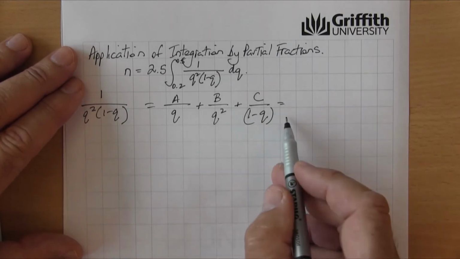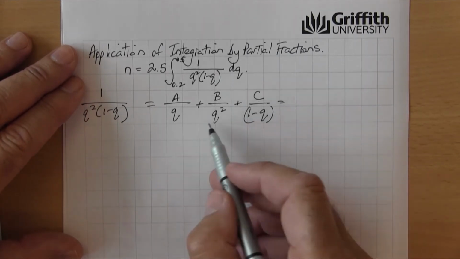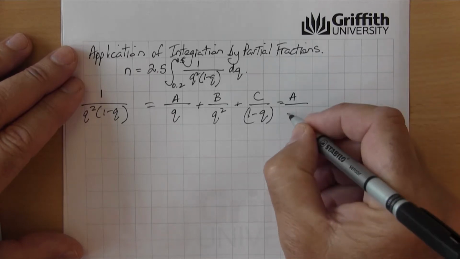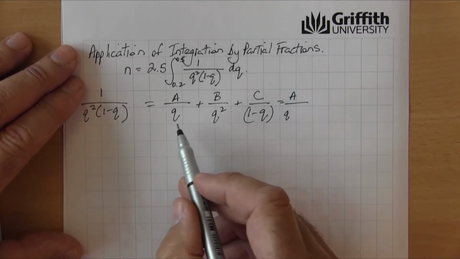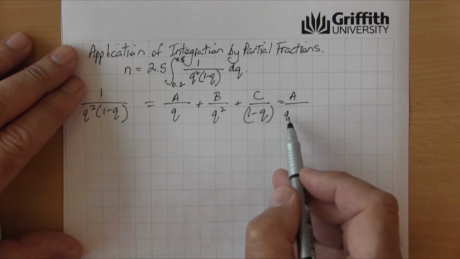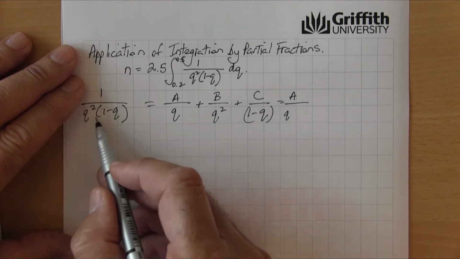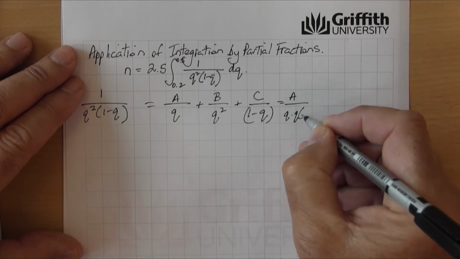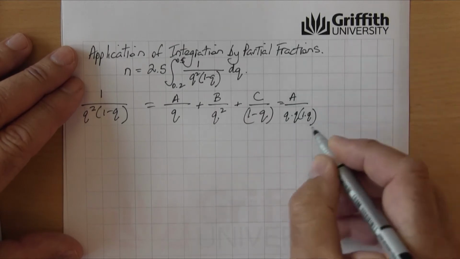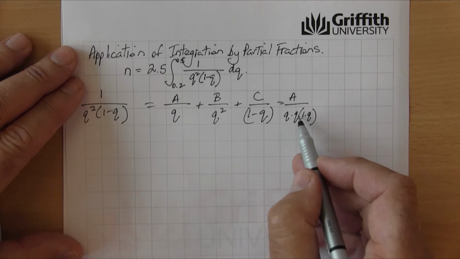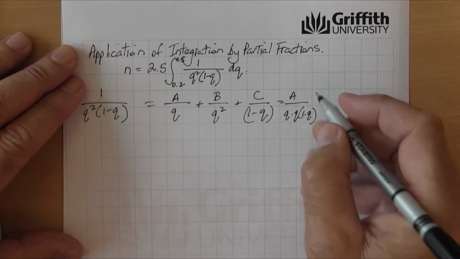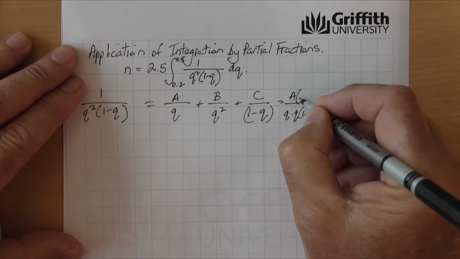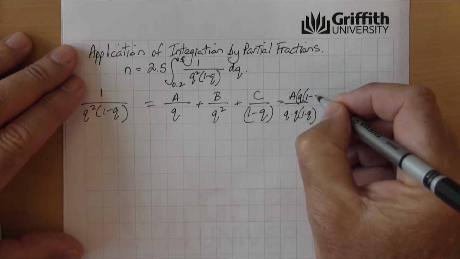Now if we were going to add all those, we need to make the denominators the same. So the first one would be a over q. Now what have we got to multiply the denominator here by to get q squared outside of 1 minus q? Well, we'll have to multiply by q outside of 1 minus q, and that will give us a denominator of q squared outside of 1 minus q. So whatever we multiply the denominator by, we're going to multiply the numerator, so q outside of 1 minus q.